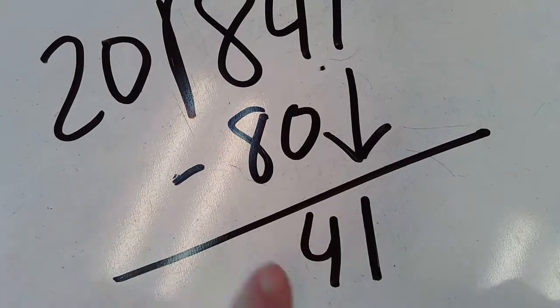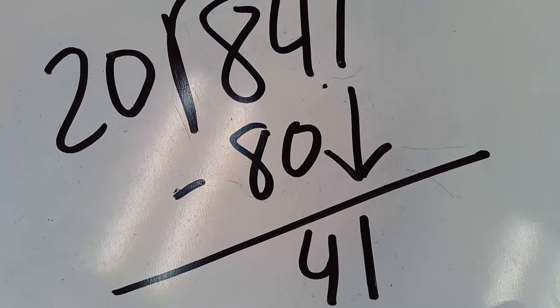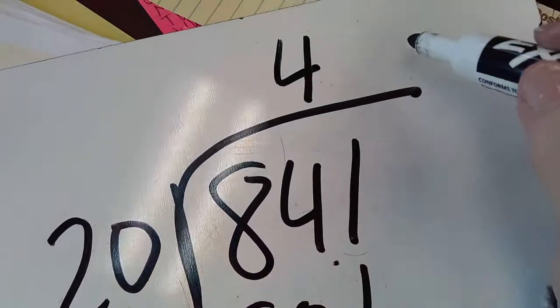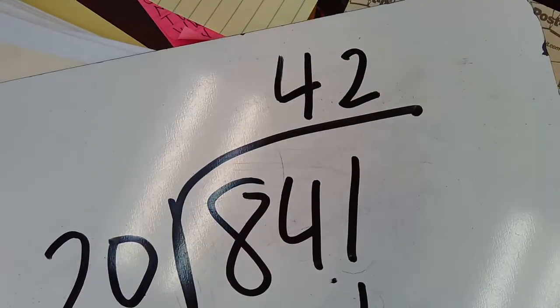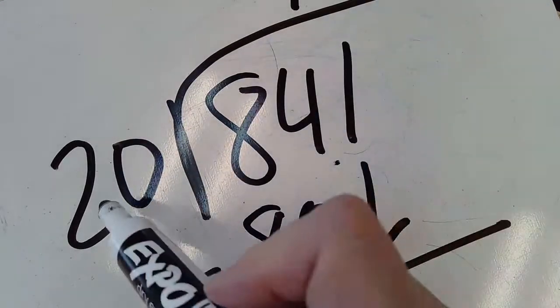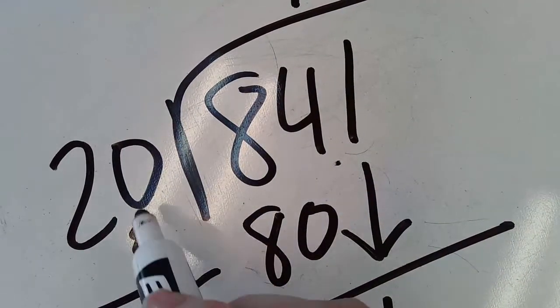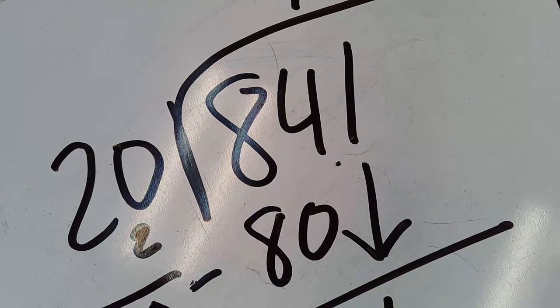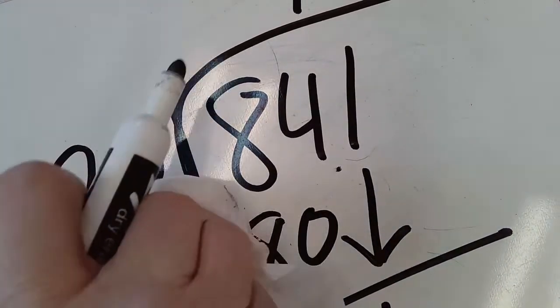How many groups of 20 in 41? Well, that's 2. 20, 40. So it goes 2 times. Our 2 goes up here. And then we say 2 times 20. I'll do it here. It's a 0 and a 4. And I'll put my 40 down. And I'll get rid of that.